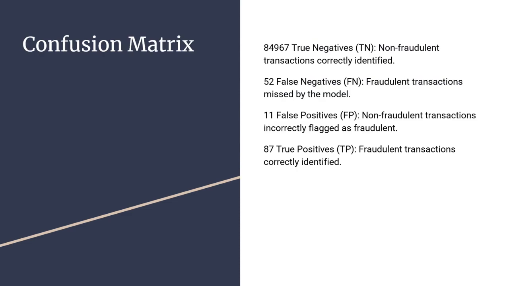After fitting our model to the training data, we proceeded to test its predictive power using unseen data. In our case, the confusion matrix for the test data revealed some insightful details about our model's performance. Notably, it identified a high number of true negatives, which amount to 84,967. This means that our model was especially effective at correctly identifying legitimate transactions. Additionally, the model correctly identified 52 true positives, which is a smaller number.